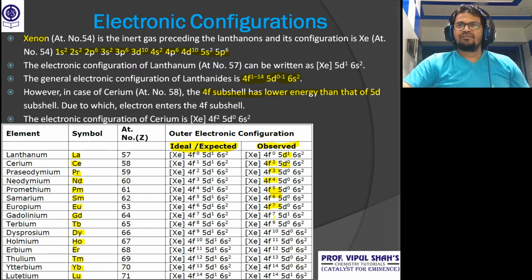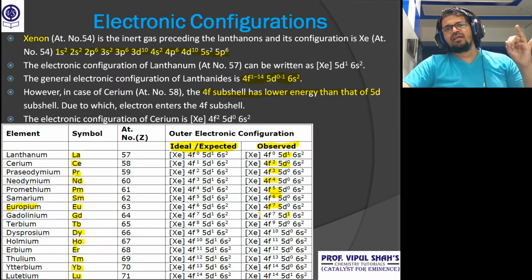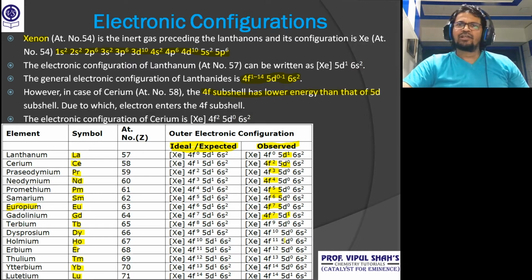Now after that, one electron goes back to d. Why? Because for europium, see the slide please, it is 4f7, which means it has become half filled. Remember the stability rule: empty, half filled and completely filled orbitals are more stable. That's why one electron comes back here. That's for gadolinium, again 4f7. Then again one electron jumps back to 4f.